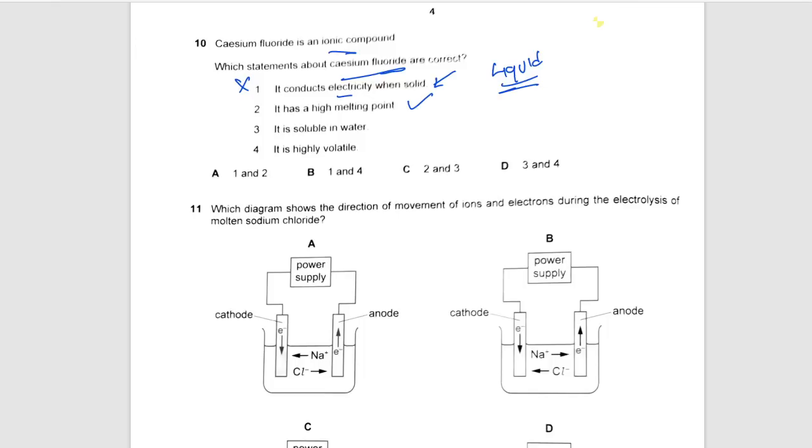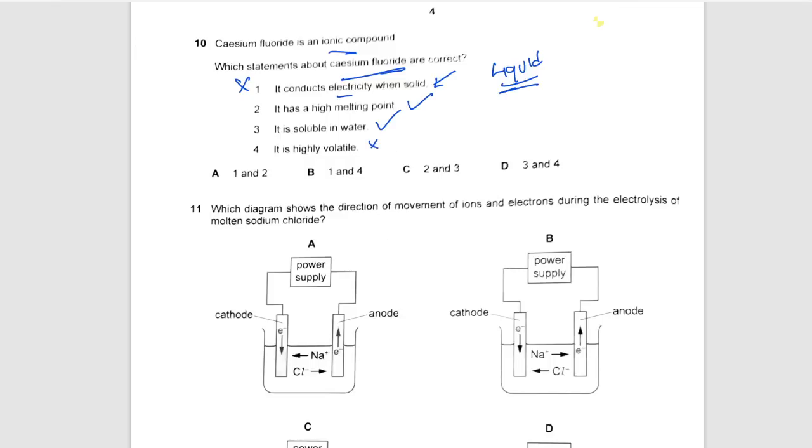They have again a high melting point because of the strong electrostatic force between the ions. Now, are they soluble in water? Yes, they are soluble in water. We all see that in electrolysis. They are soluble in water because the water molecules have a stronger attraction to these ions in the ionic compound.